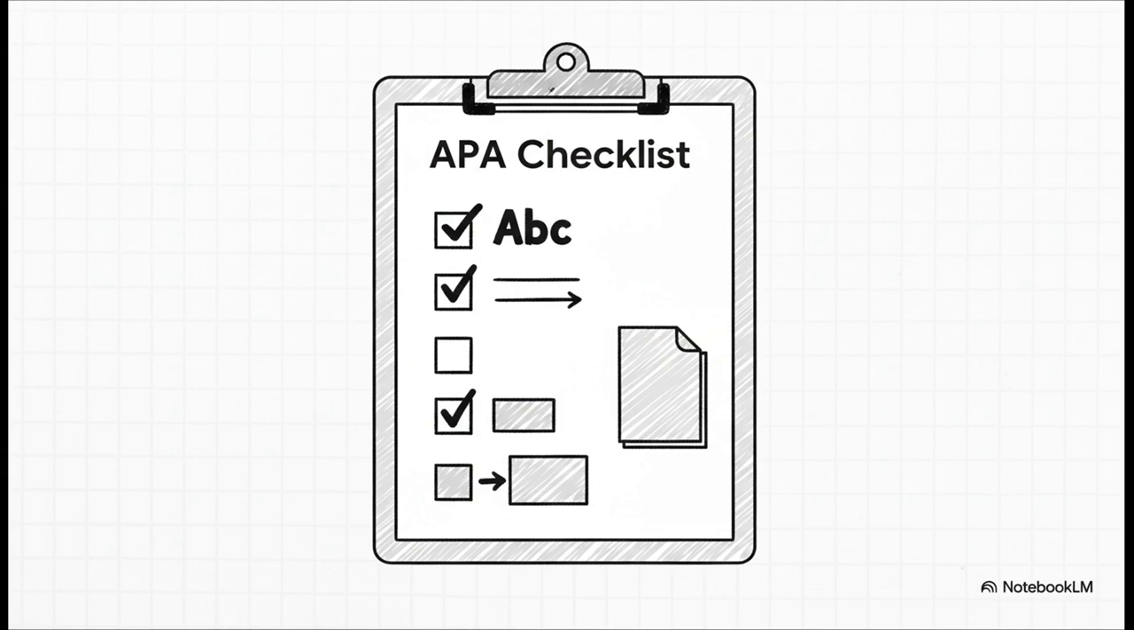So, let's do a super quick recap. Think of this as your final checklist. You've got 12-point Times New Roman font? Check. Are your lines double-spaced? Check. Do you have 1-inch margins all around? Page numbers in the top right? A first-line indent for your main body paragraphs? And a hanging indent for your references page? If you can say yes to all of those, you are in perfect APA shape.